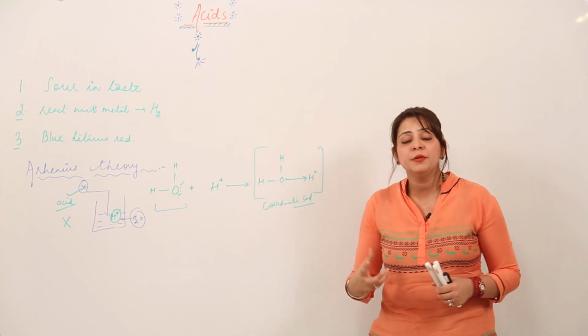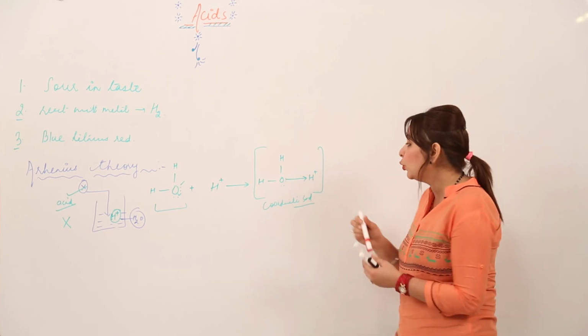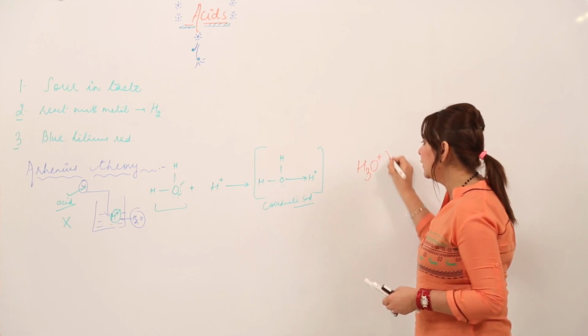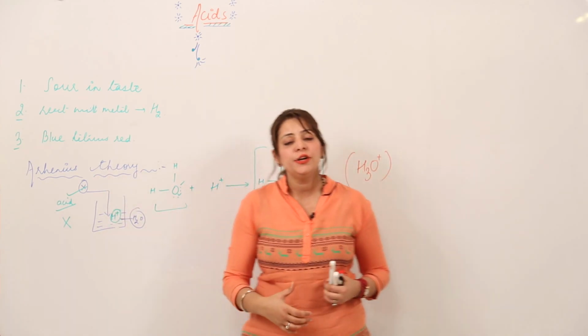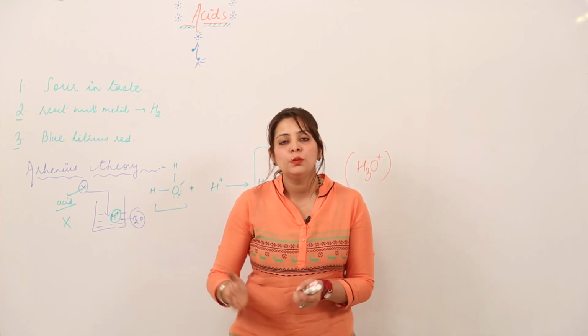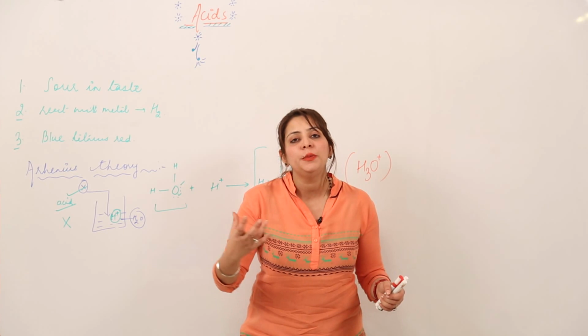It does not remain as hydrogen ion. It becomes the hydronium ion because it combines with water. So it forms the hydronium ion. So we can modify this Arrhenius theory for an acid as: any substance which, when dissolved in water, produces hydronium ion is said to be an acid.